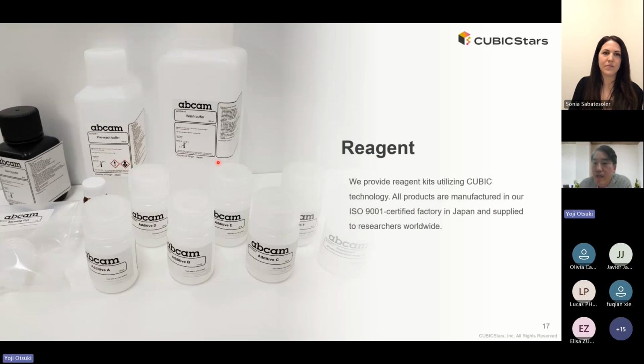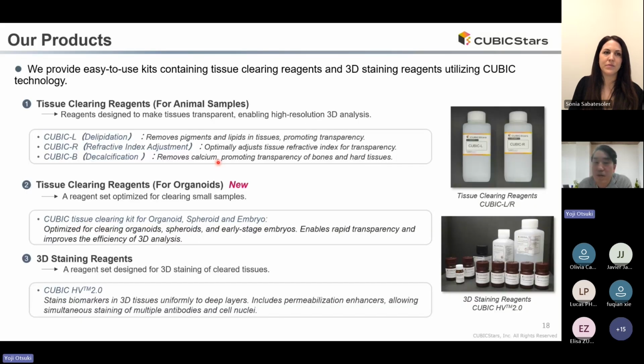And we also provide the reagent kits, which are optimized for the CUBIC workflow. These are manufactured under strict quality control at our factory. And you can see our website for the details, but we offer reagent kits which can be used for the tissue clearing process, and also tissue staining, 3D staining process. And also we offer reagent kits which can be used for organoids and spheroids. So if you have interest, please see the details about products on our website.